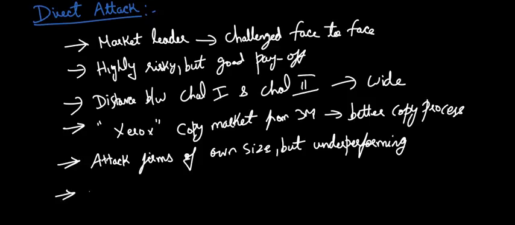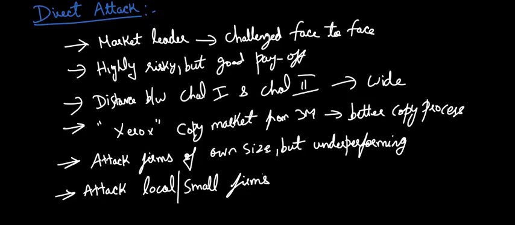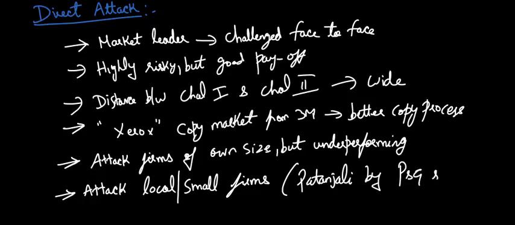And they can even attack local or small firms directly. A big company, which is a challenger, can attack small local or regional firms, which is happening in many countries like India, when a local leader in the market, like Patanjali, is challenged by a heavy and bigger multinational company like P&G and HUL. So this is what is happening in many countries like India.